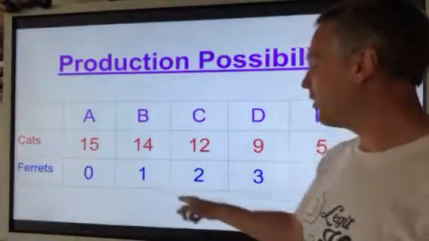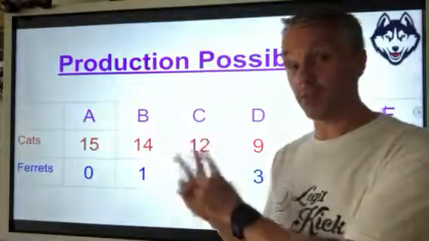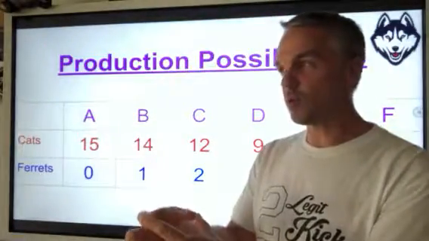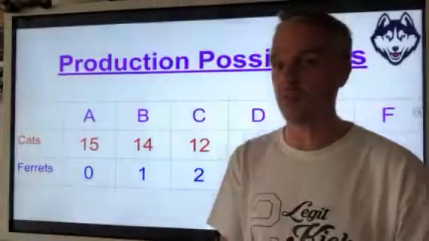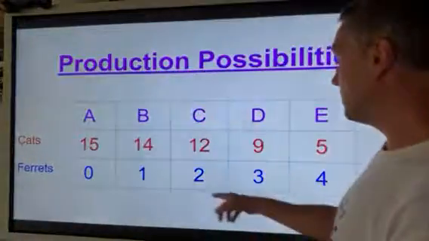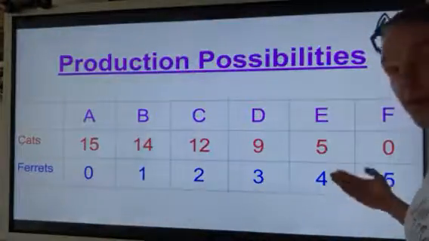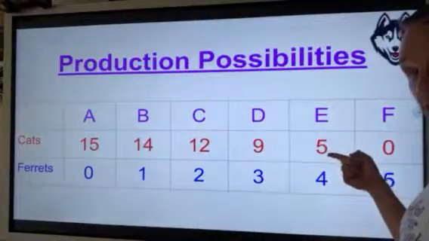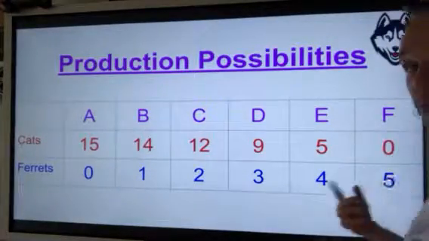So let's say they go to option C. They're going to add another ferret, but this time they have to give up two cats. So some of the resources that were kind of not great at making cats are now going to get to make the ferrets that they were always really made to make. Option D, a third ferret, they give up 3 cats. Option E, a 4th ferret, they give up 4 cats. And option F, a 5th ferret, and they give up all the rest of the cats.